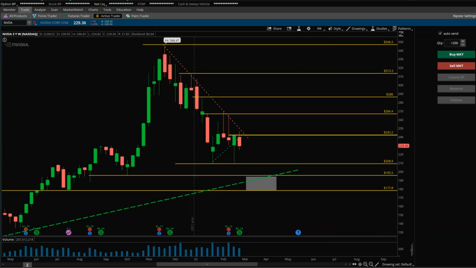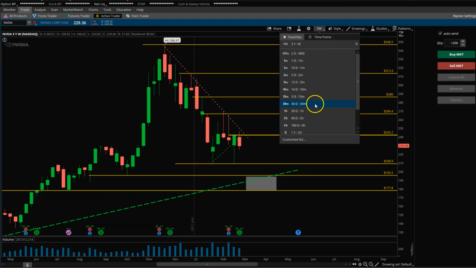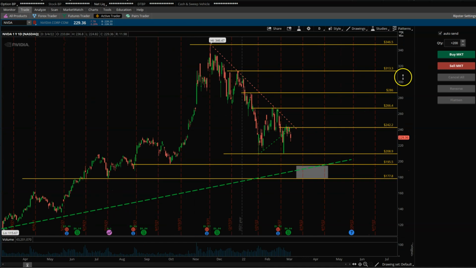Top wicks that we had been analyzing for the past few weeks right here. This is the downtrend line, right? No follow through to this hammer bar, right? Still weak below 243. Now let's get into daily, see what's going on.